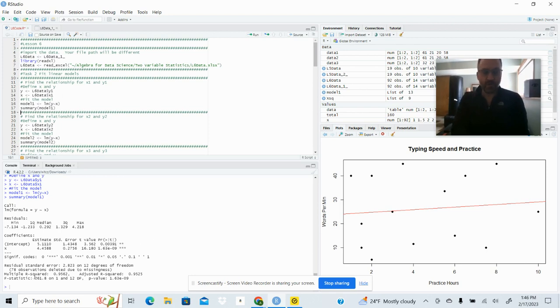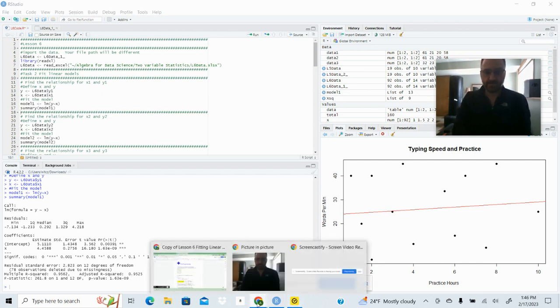And then you can look at the overall model. The F statistic is 261.8. That's very large. And the p-value is 1.63 times 10 to the negative 9. How you'd express that is just saying the probability that this is not significant is less than 0.001. So that model is very significant.